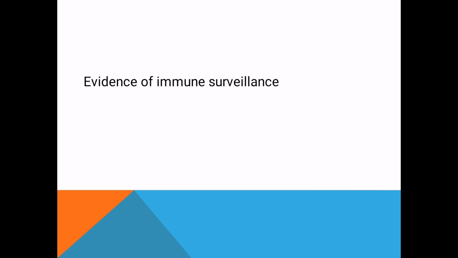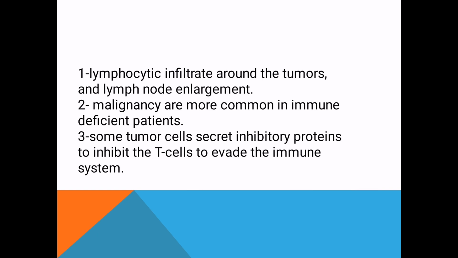So what is the evidence of immune surveillance؟ طيب الحاجة اللي بتدل على الاميون سيرفيلانس شنو او استدل الناس بشنو عليه انه في immune surveillance؟ The first, lymphocyte infiltrate around the tumors and lymph node enlargement. When there is a tumor بنلقي انه there is lymphocyte infiltrate around the tumor. This lymphocyte tries to kill this tumor, and also lymph node enlargement. When there is a tumor, there is lymph node enlargement, regional lymph node enlargement, or systemic lymph node enlargement.